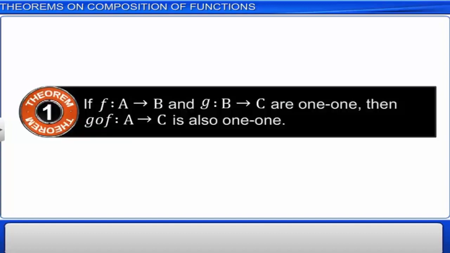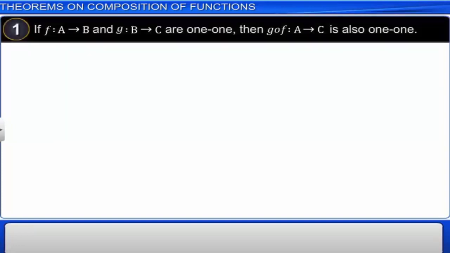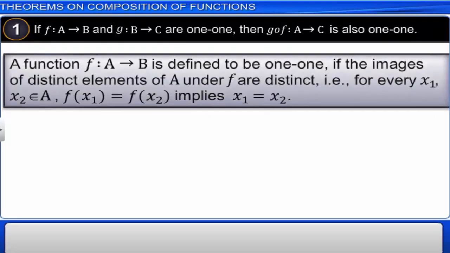If f is a function from A to B and g is a function from B to C, such that both are 1-1, then the composition of f and g is also 1-1. Let's recall: when is a function said to be 1-1? A function f defined from A to B is said to be 1-1 if the images of distinct elements of A under f are distinct. With the help of this result, let us begin the proof.